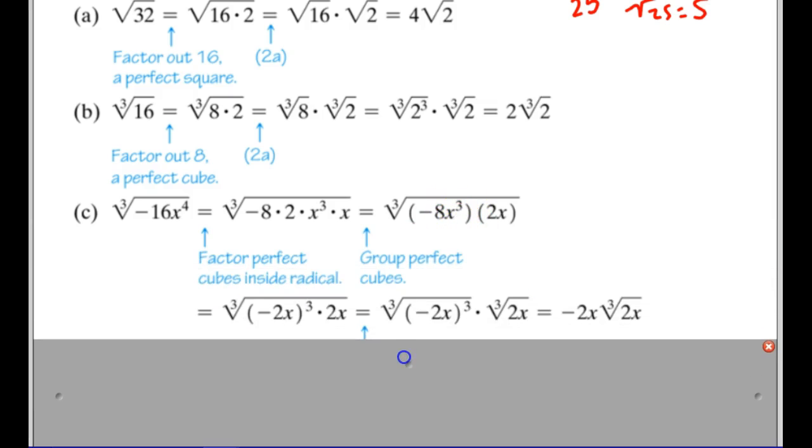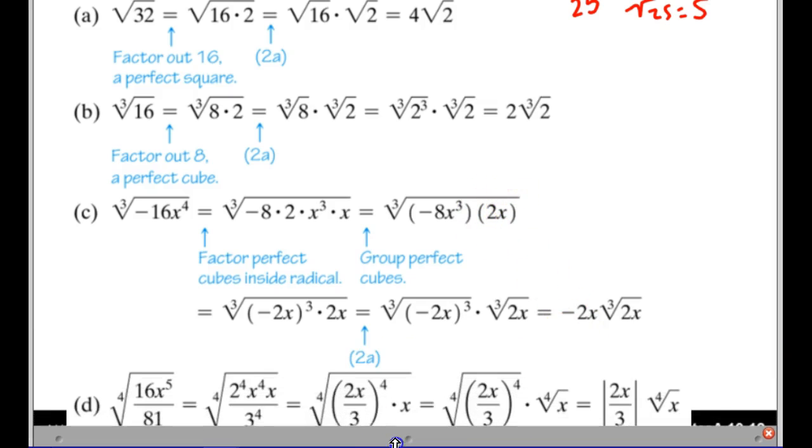So those I go ahead and pull out, and I end up with a negative 2x because that's the cube root of negative 8x cubed. This x has to stay inside my radical sign. Okay, and here's my one final little example.